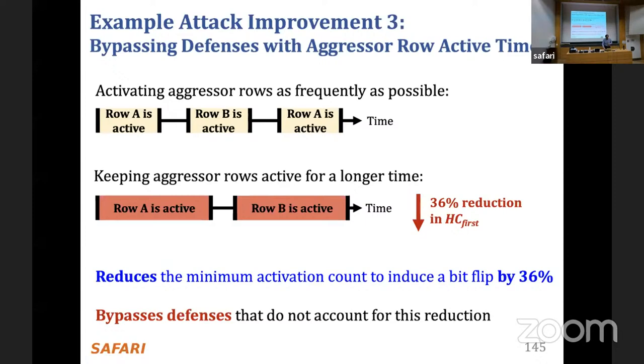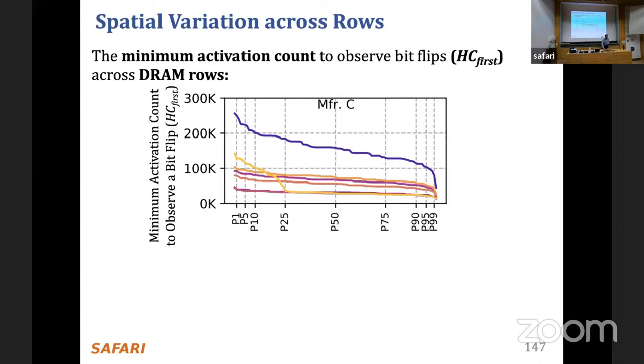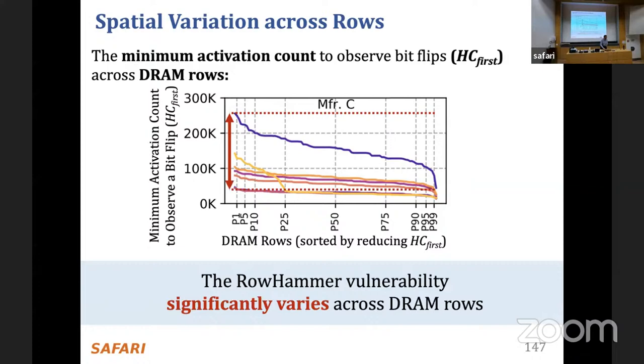Okay, so another example. I'm going to skip these key takeaways and show you pictures. Basically, these are DRAM rows sorted by reduced activation count, and this is the minimum activation count to observe a bit flip. Each of these colors is a different DRAM module. You can see that different DRAM rows have different vulnerabilities. Some of them require on the order of 250,000 activations to get a bit flip. Some of them require much less. So there are some rows that are a lot more vulnerable than others, as you can see. And this is one manufacturer, but for a lot of the manufacturers, the curve is similar.